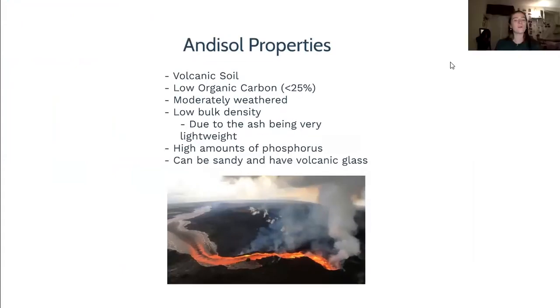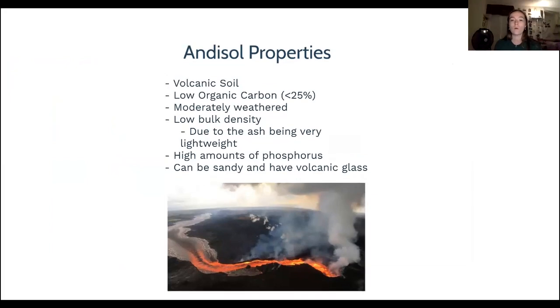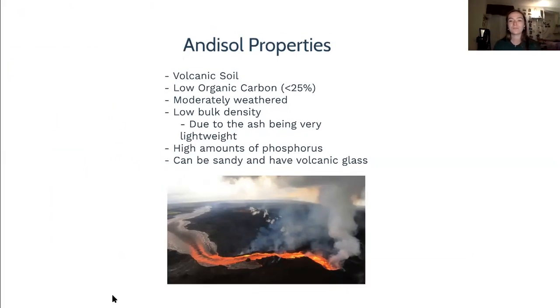Some properties of the soil are that they are volcanic. There is also low organic carbon content. The soil is also moderately weathered with a low bulk density, and there's high amounts of phosphorus in the soil, and there can also be high volcanic glass with sandy texture.